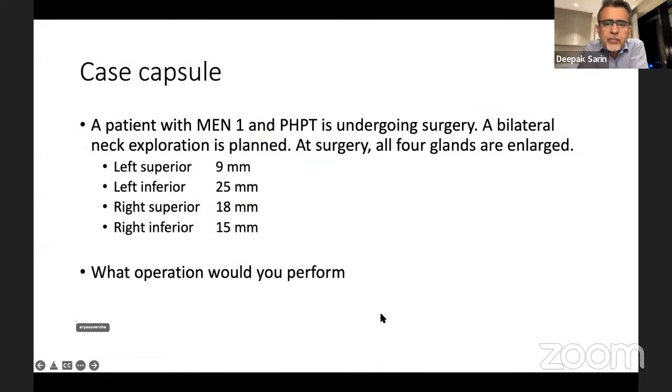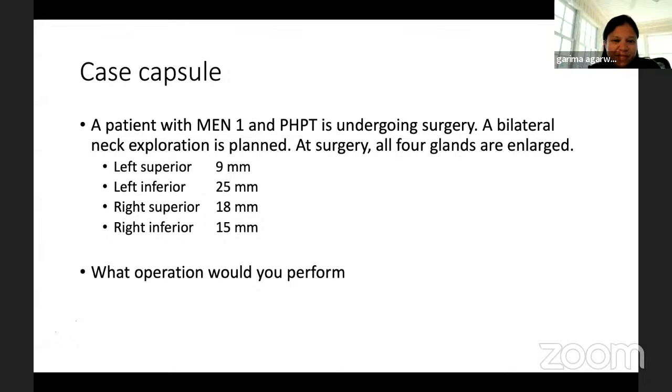So I said we had talked about screening for familial PHPT and why it's important. So here I have a case, a virtual case. Garima, if you can give your thoughts on this: a patient with MEN1 and PHPT who's undergoing surgery, and you do a bilateral neck exploration. At surgery, you find all 4 glands are enlarged, and these are the rough sizes of what you think the size is in situ, still in the patient. What operation would you do for this patient?